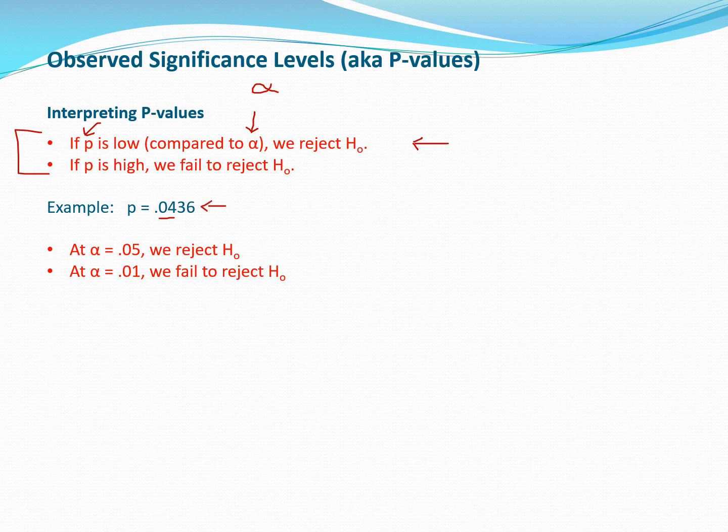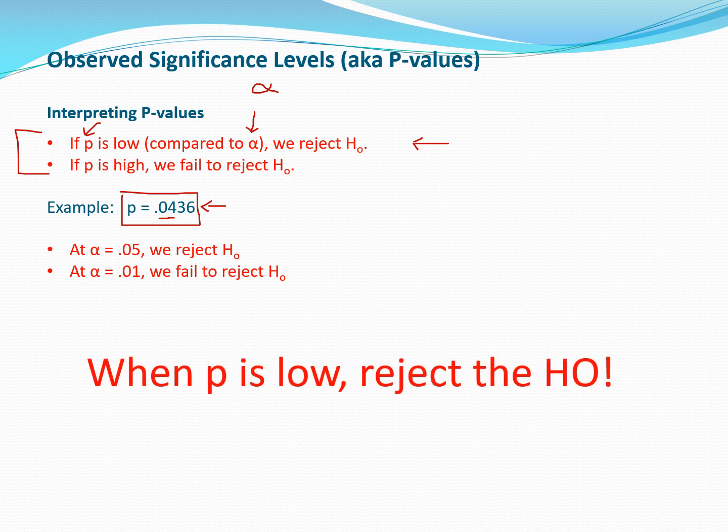If I'm comparing it to an alpha equal 0.02, is p low? No. P's high. We'd fail to reject. At 0.03, we'd fail to reject. At 0.04, we fail to reject. At 0.044, we'd reject. At 0.01, fail to reject. At 0.10, we reject. We compare this number to the alpha we're testing at. If the p-value is lower, we can reject H naught. It's summarized right there. When p is low, reject the H-O.